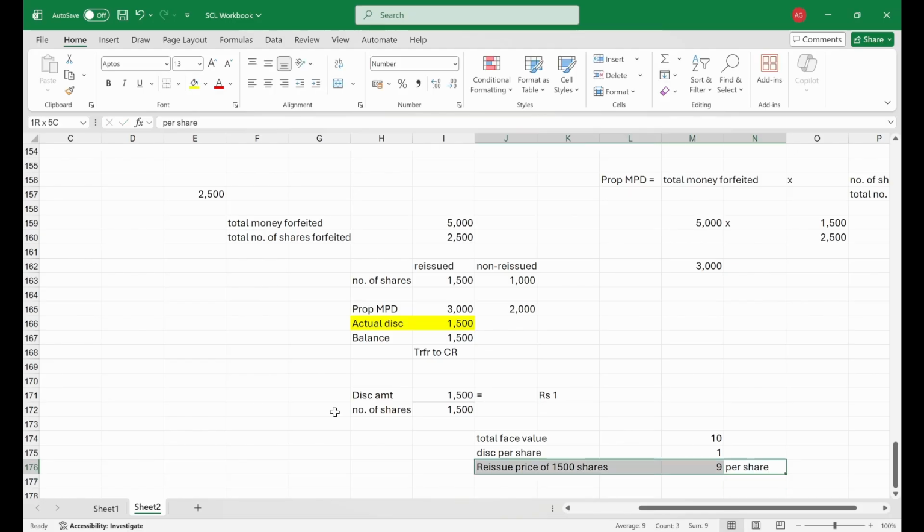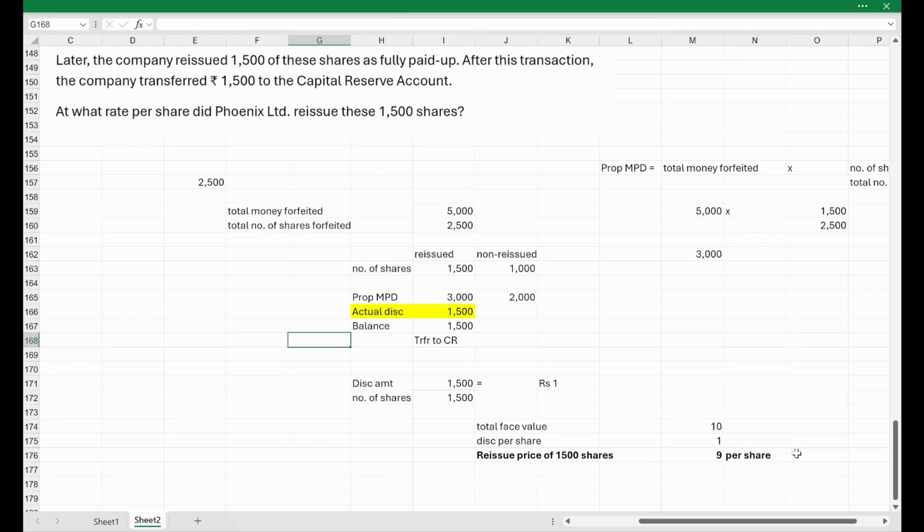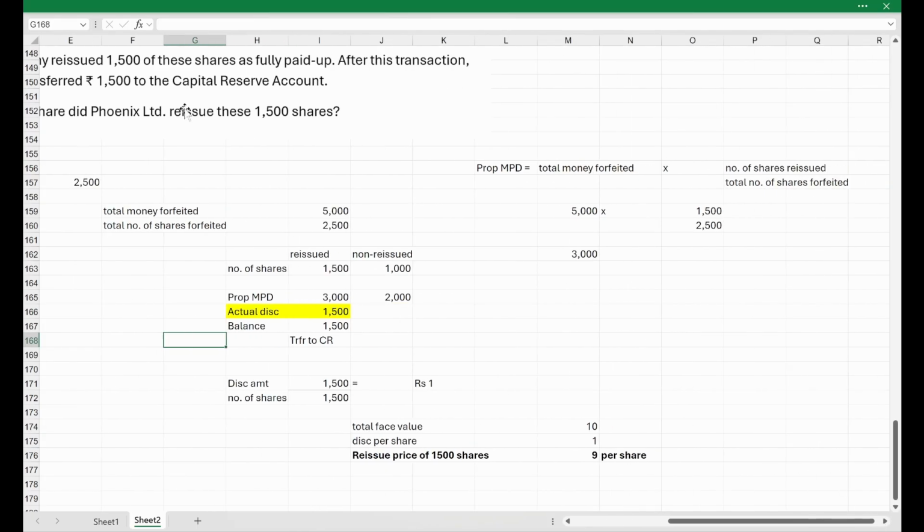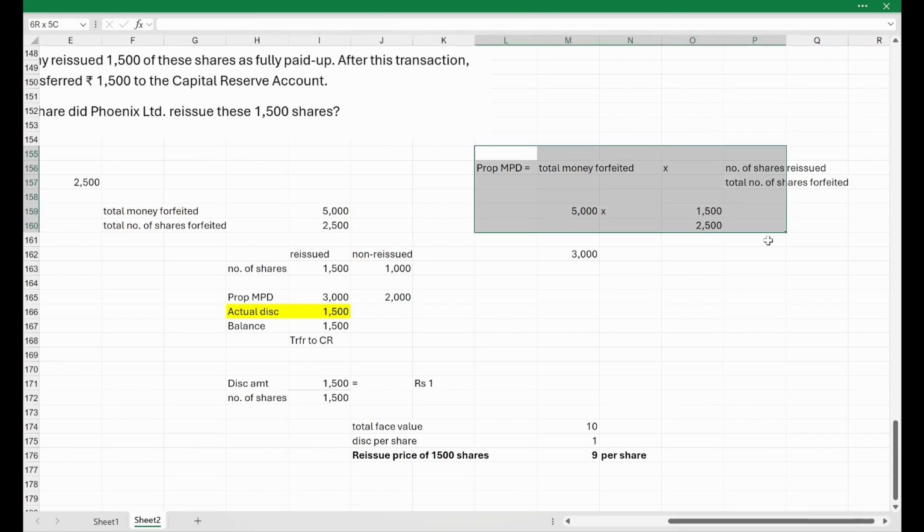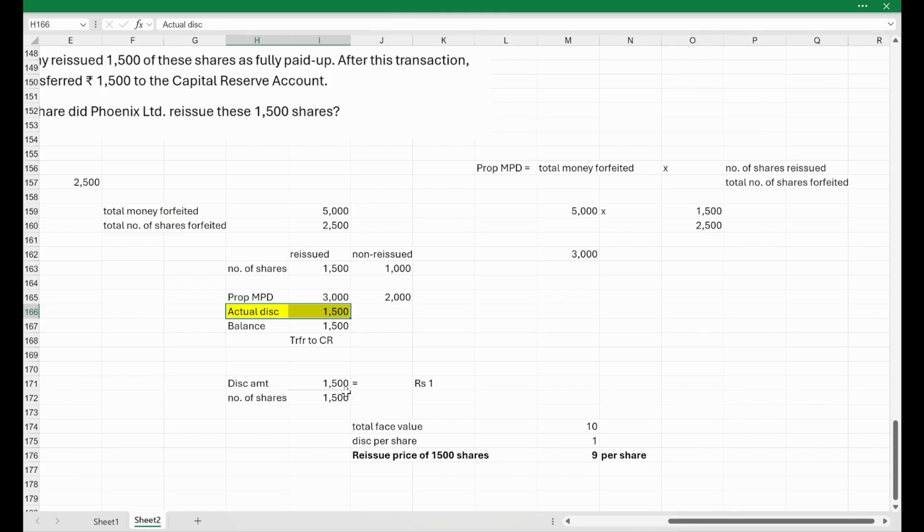So I hope you understood this solution. You can have a look at the entire solution once. First find out total money forfeited, total shares forfeited, then find out the proportionate MPD by using this formula. Then find out the total amount of discount given. Total amount of discount given divided by total number of shares reissued will give you discount per share. So total face value minus discount per share will give you the reissue price of those 1,500 shares, which is 9 per share. I hope you understood.